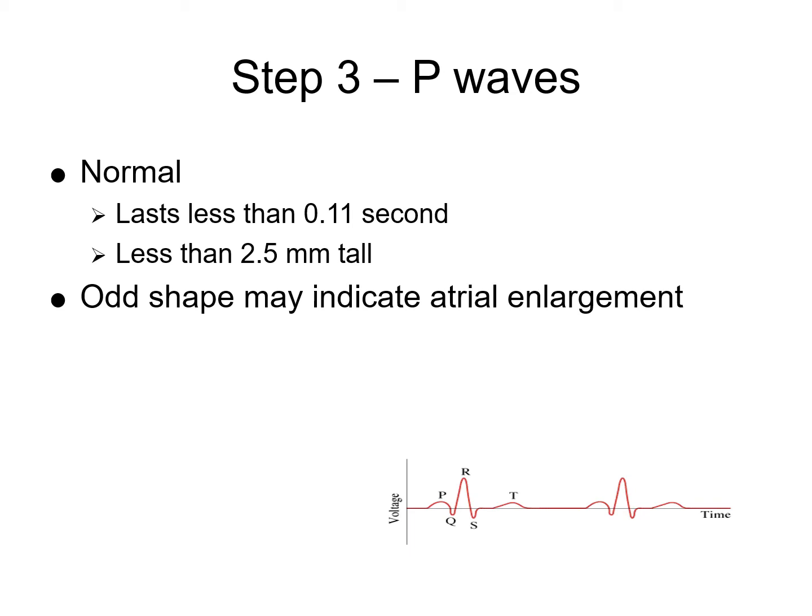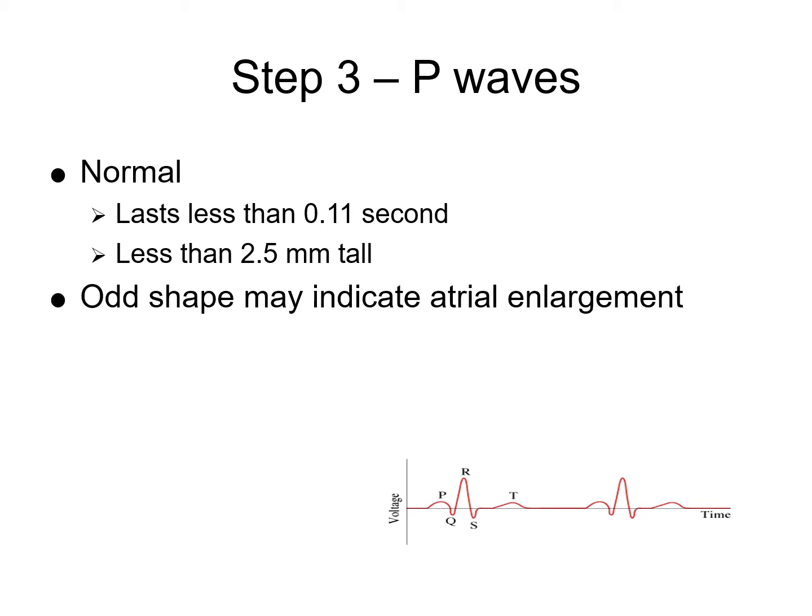Okay, so if it's grossly abnormal, I guess. This actually should say less. The P wave should last less than 0.10 second. I need to go in there and change that. I have that on my notes. 0.10 second there. Okay, so looking for any odd shape, it might indicate atrial enlargement.